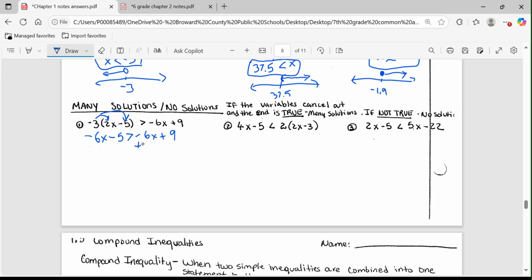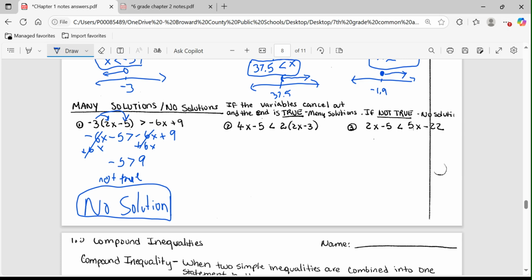Then you would move those x's together. You add 6x on both sides. They cancel out. Now you have -5 is greater than +9. Now you want to ask yourself, is that true? We know it's not equal to, but is -5 greater than 9? The answer is no, it's not true. And because it's not true, then your answer is no solution. There is no solution to that problem that would make it true.